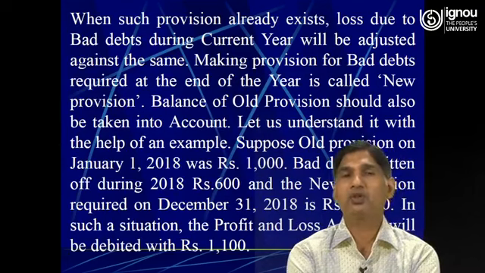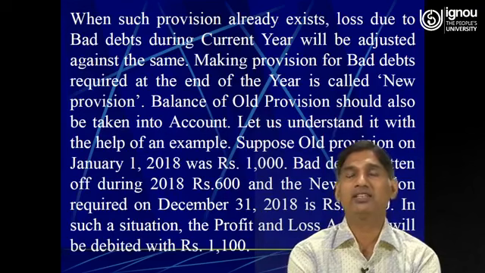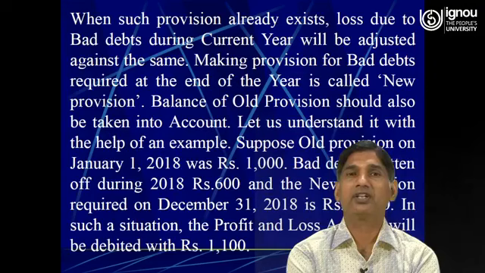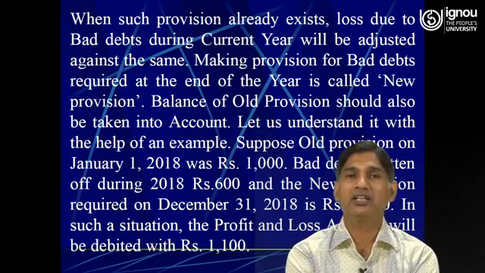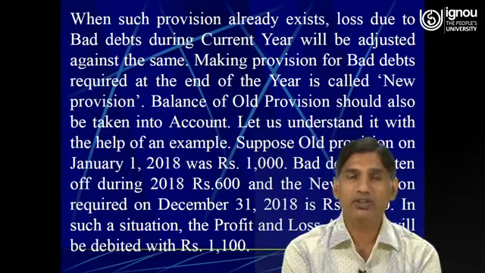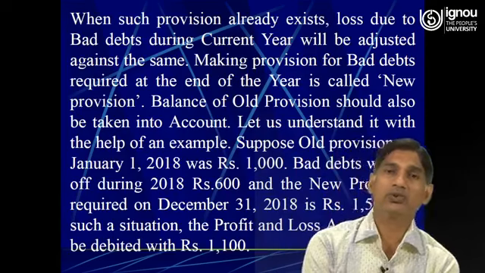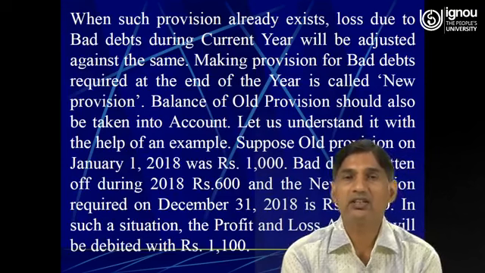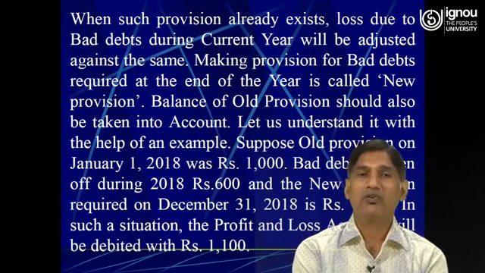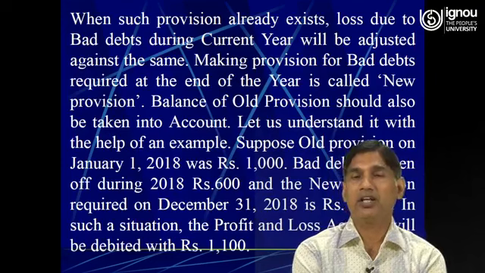This balance of provision for doubtful debts is given in the credit side of the trial balance, rupees 1000. Bad debts written off during the year 2018 are rupees 600, and the new provision required on 31st December 2018 is rupees 1500. So in such a situation, the profit and loss account will be debited with rupees 1100.